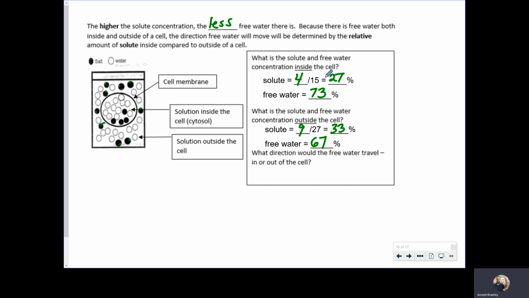Well, there's more free water inside the cell. So if there's more free water inside the cell than outside, then the movement of water will be this way. So you would say the movement of water is going to be out of the cell. So you would say it would lose water.